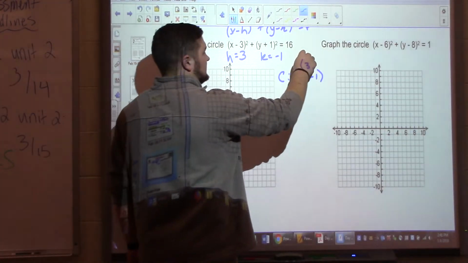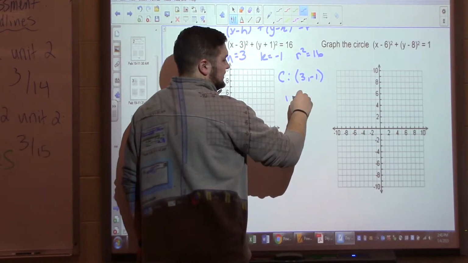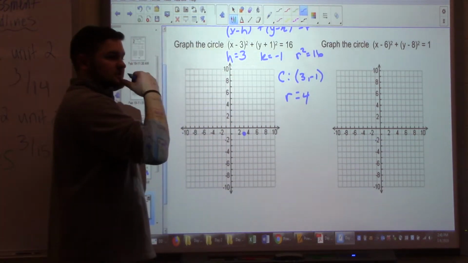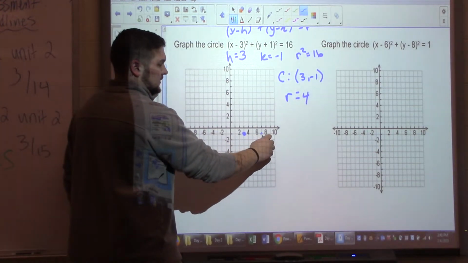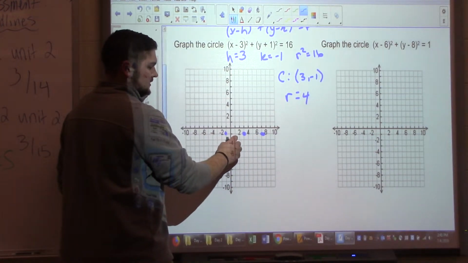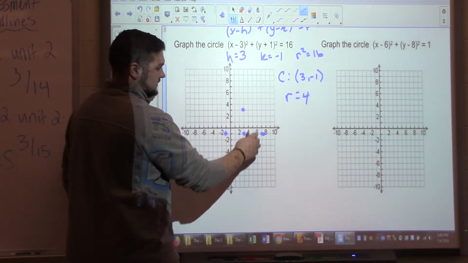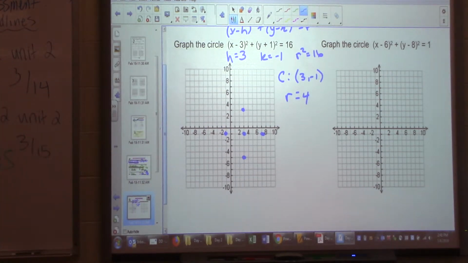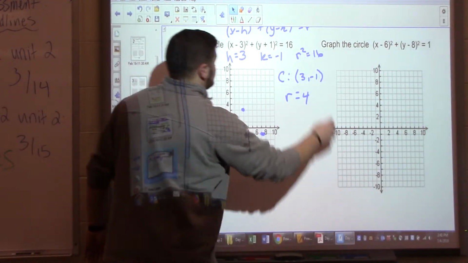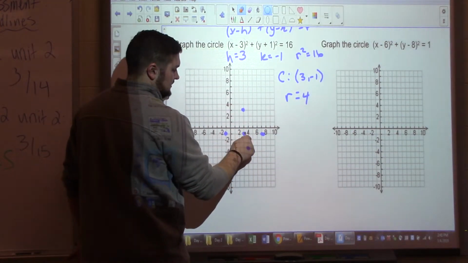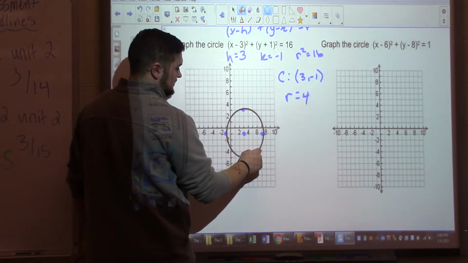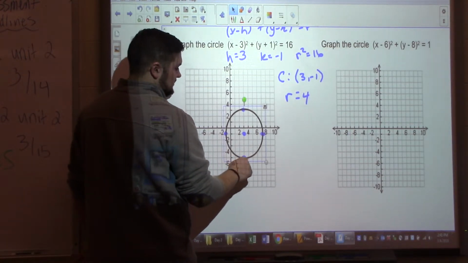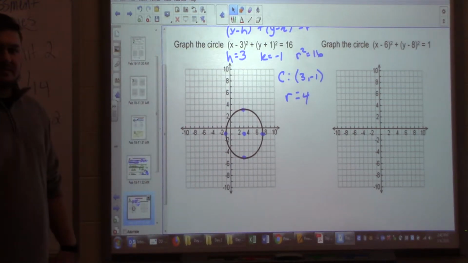And then my radius: the radius squared is 16, which means my radius is 4. Take the square root of it. Over 4. Up 4. Down 4. Left, right, up, down, 4. And then draw on your circle to the best of your ability. Any questions? Pretty easy.